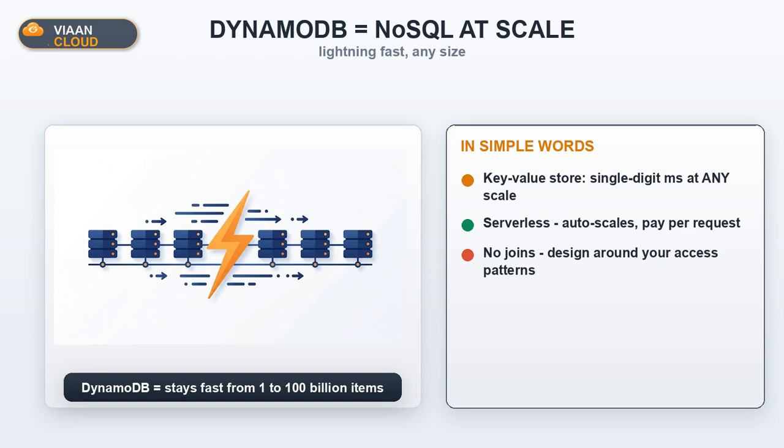Now, the other side of the fork, DynamoDB, AWS's flagship NoSQL database. It's a key value and document store, and its claim to fame is staying lightning-fast, single-digit millisecond responses, no matter how enormous it gets, whether you have 1,000 items or 100 billion. It's fully managed and serverless, there's no server to size, it just scales automatically with your traffic, and you can pay purely per request. The trade-off is that it is not a relational database. There are no joins, and you have to design it around your access patterns up front. For massive scale, simple lookups, and spiky traffic, DynamoDB is extraordinary.